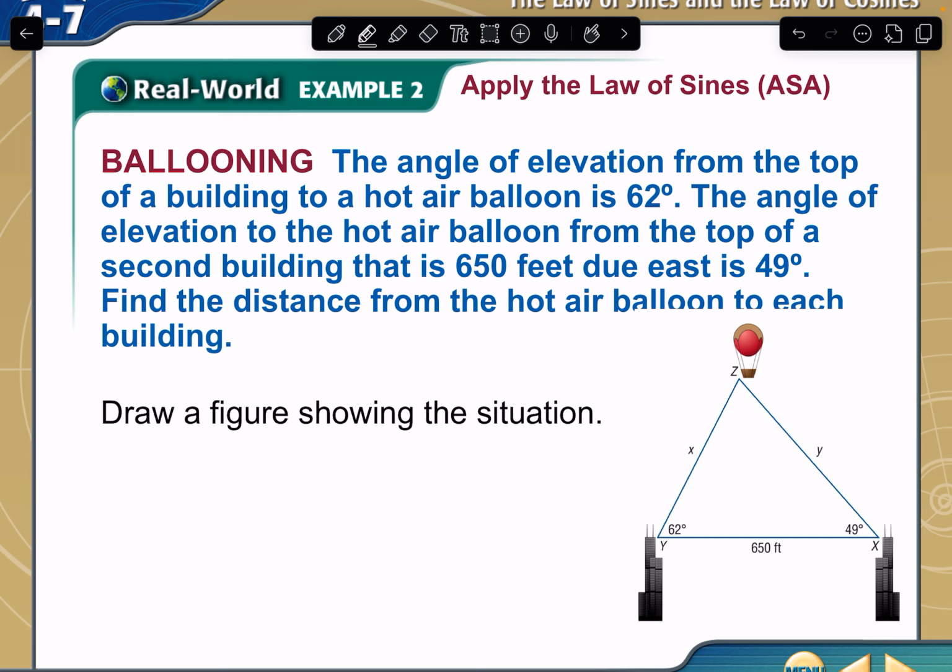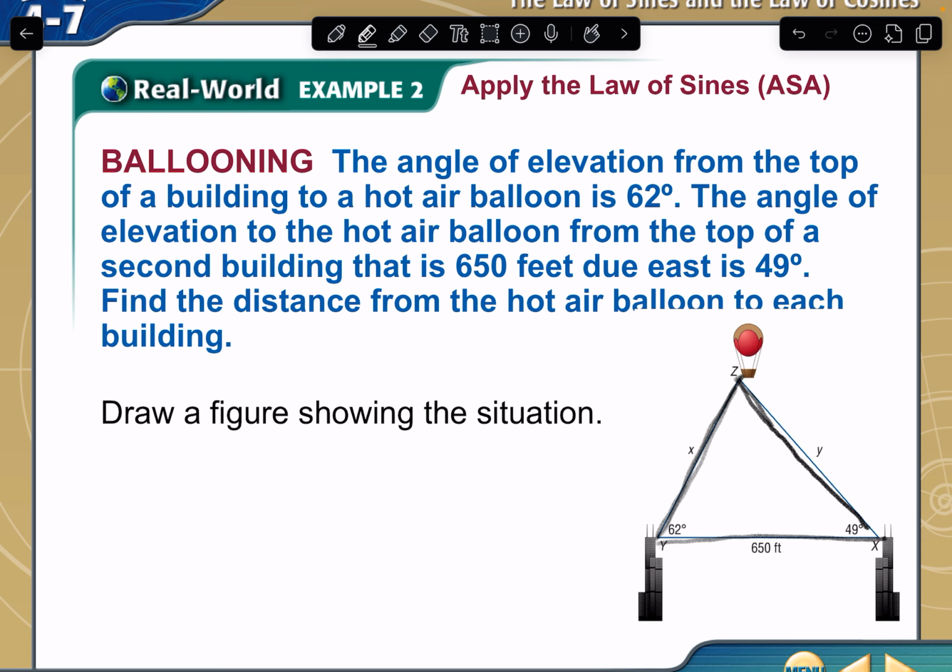So it says the angle of elevation from the top of the building to a hot air balloon is 62 degrees. So that would be this side right here. And then the angle of elevation to the hot air balloon from the top of the second building that is 600 feet due east is 49. So this is my 49-degree angle, and then the distance between the buildings is 650 feet.